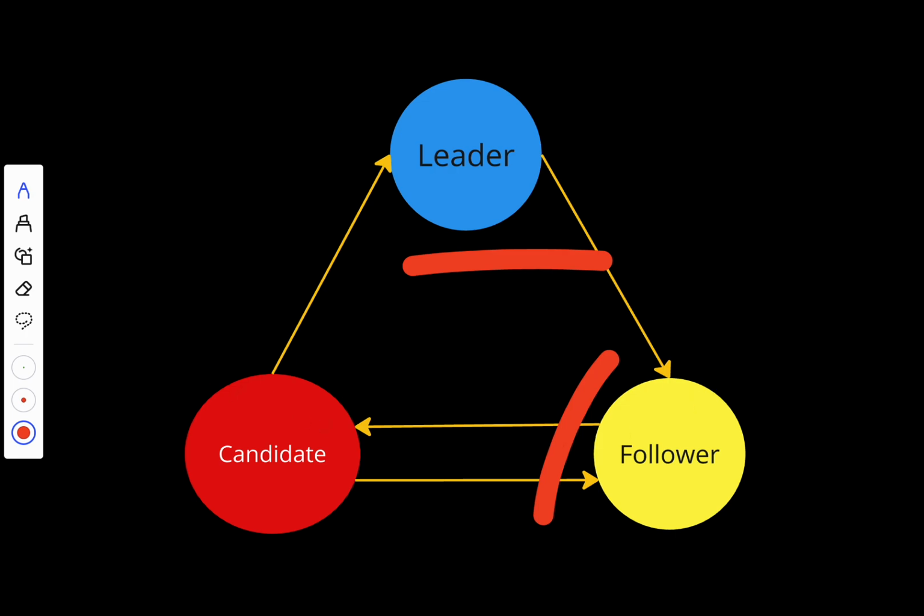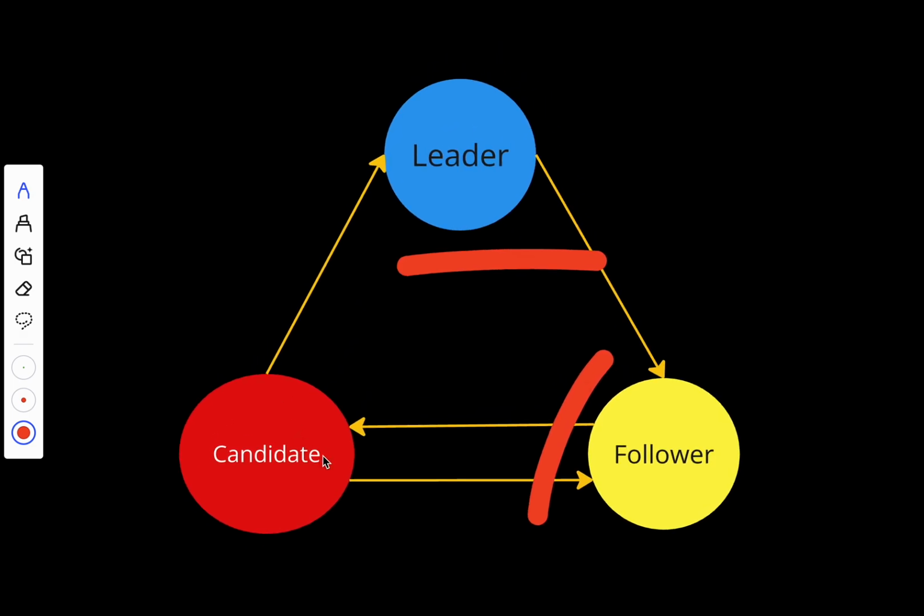Lastly, we have the candidates. When a follower doesn't hear from a leader for a while, it becomes a candidate and tries to get elected as the new leader. At any time, each server is one of three: leader, follower, or candidate. The leader receives requests and the followers replicate those requests to maintain a consistent state.